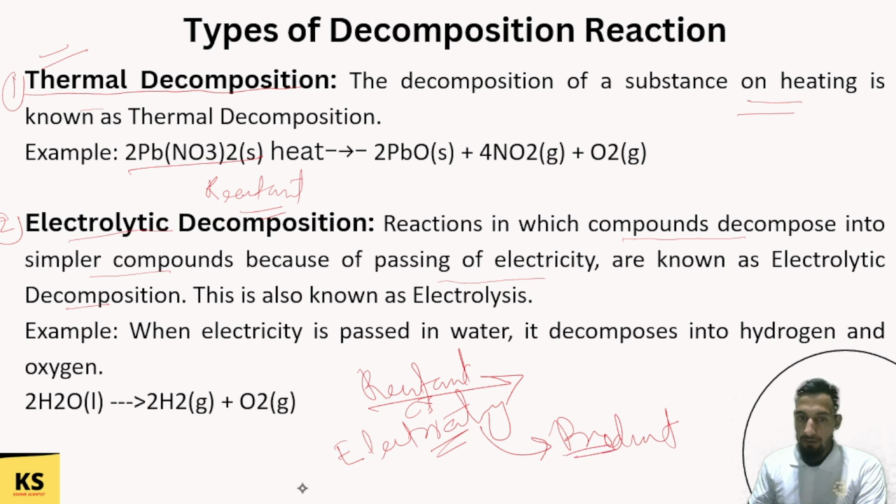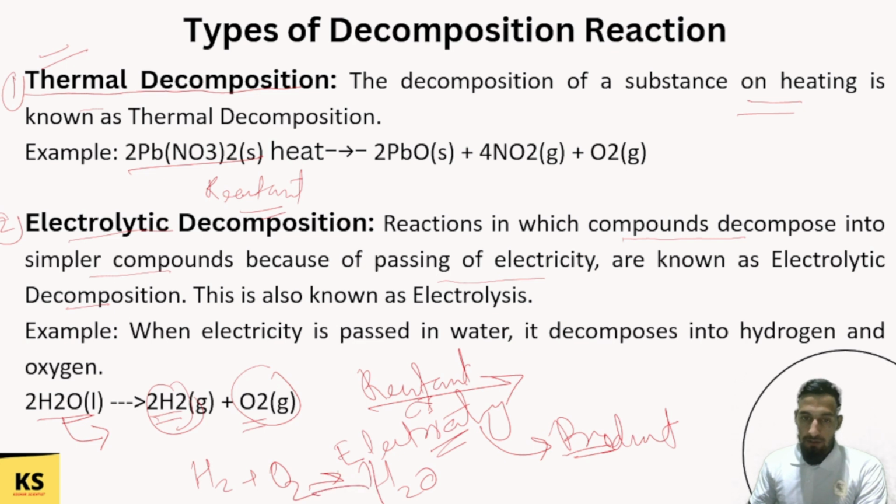For example, when we pass electricity through water, water decomposes into what? Hydrogen as well as oxygen. It gives us the two components of which it was made, as we saw earlier. H2 plus O2 gives us water, H2O.